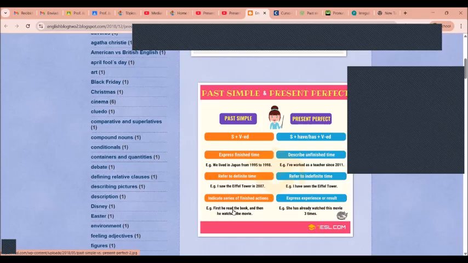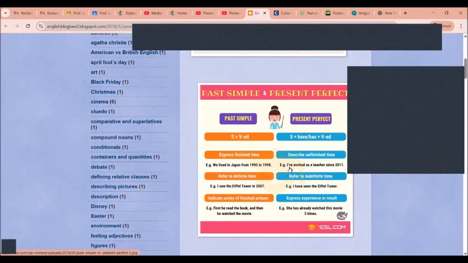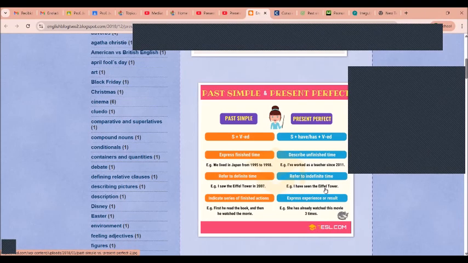First, he read the book and then he watches the movie. Good. Victor Axel Morales Montalvo, help us with the examples for present perfect. I have worked as teacher since 2011. I have seen the Eiffel Tower. Good. She has already watched this movie 3 times. Good.